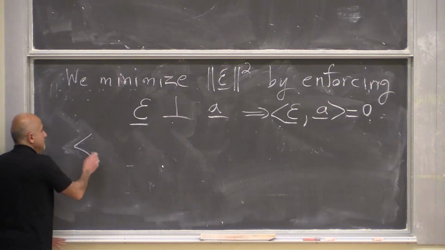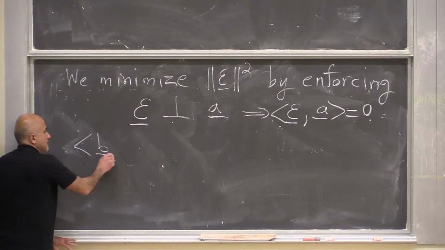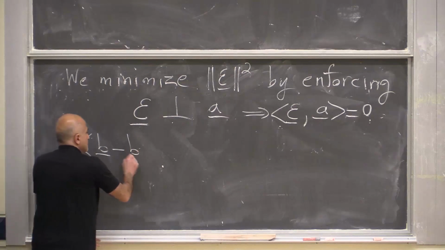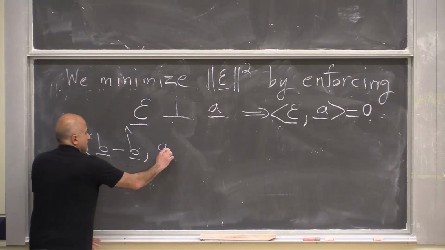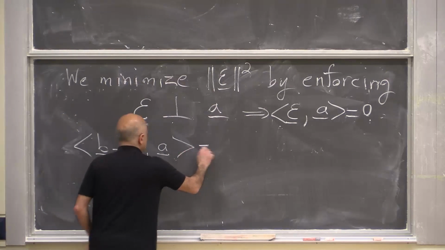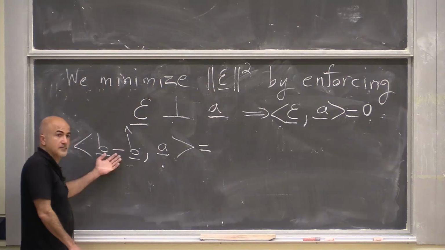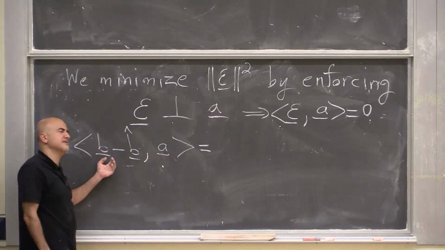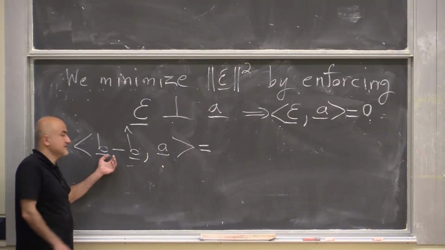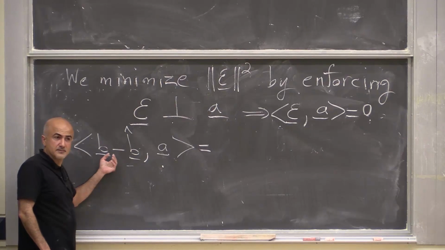So what is my epsilon? The error vector is B minus B hat, and I'm taking the inner product with A. What do you know about the properties of the inner product that allow you to massage this expression? Remember those properties? What do I do here?